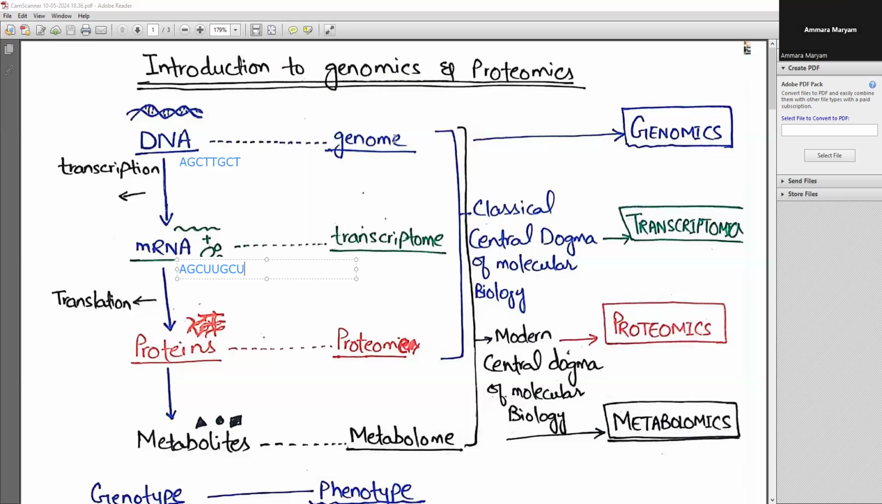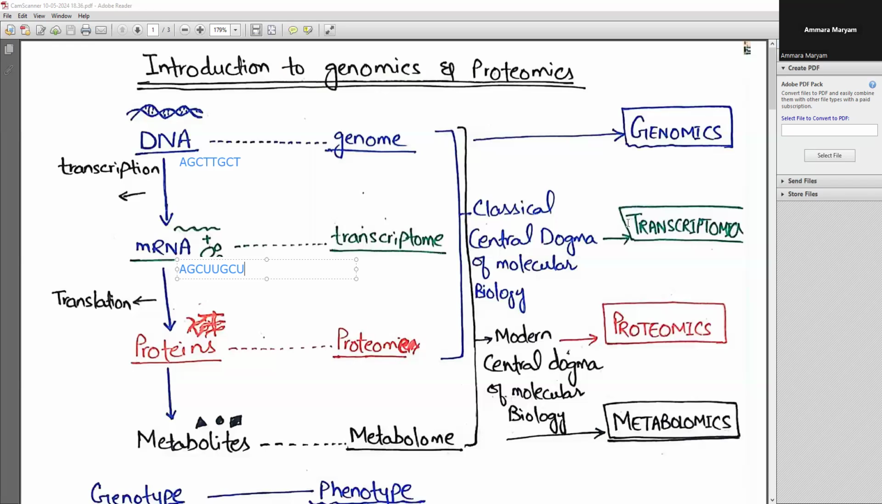Now the new vocabulary for the DNA: the complete set of DNA is the genome. Genome refers to the complete set, all the chromosomes and genes come under the genome. So for RNA, the total RNA content in the cell is the transcriptome. And then when it comes to proteins, all the proteins in the cell are referred to as the proteome.